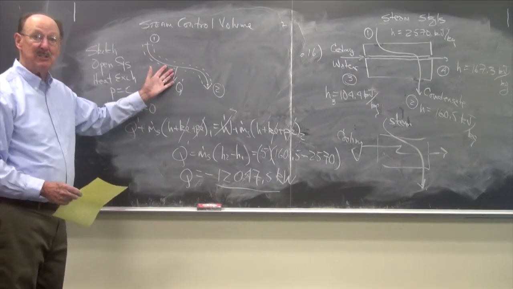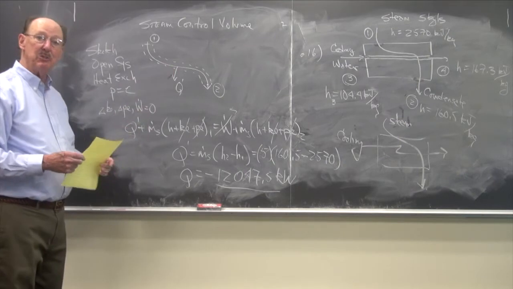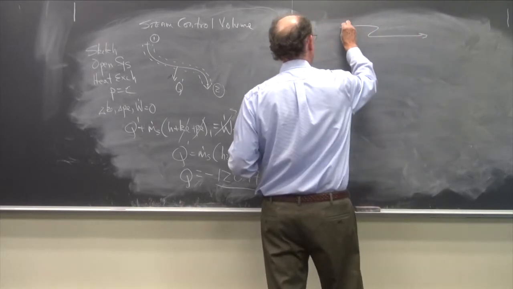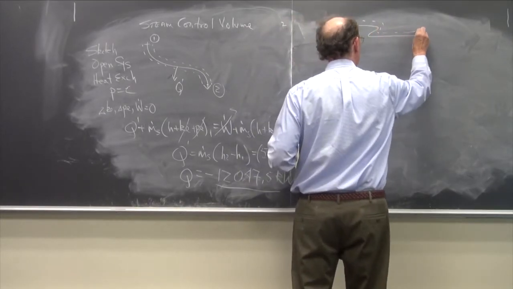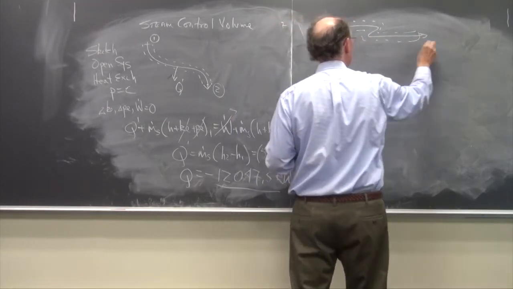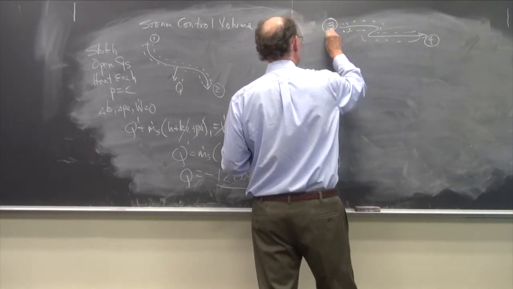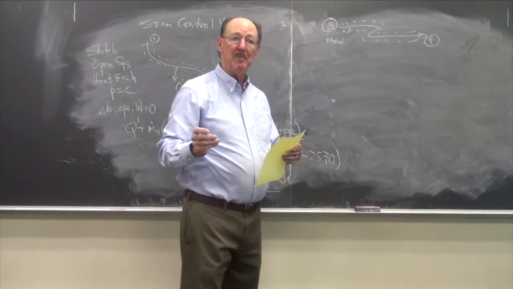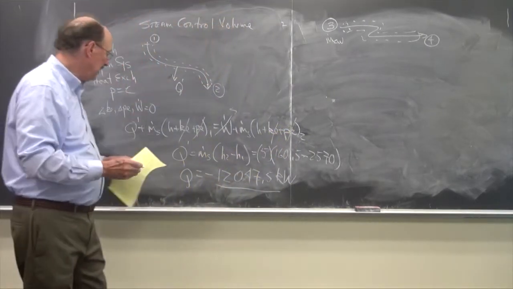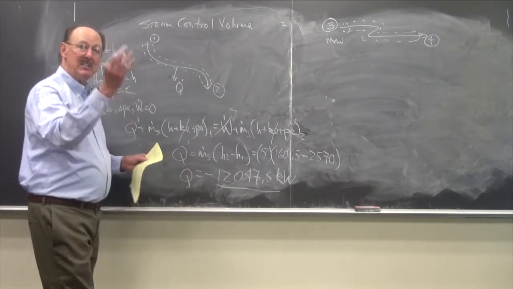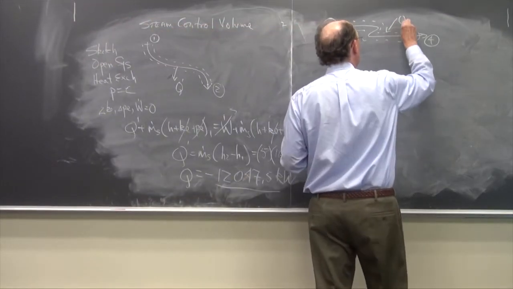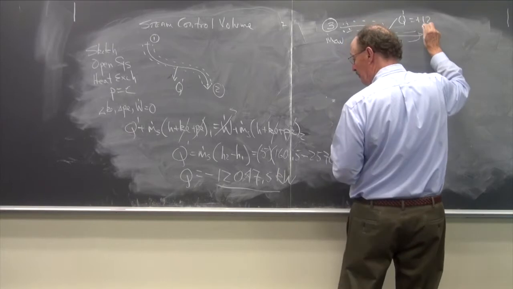Now where is it going? It's going into the cooling water. So now let's look at this from the cooling water perspective. I have the control volume around the cooling water, going in at 3 and leaving at 4. We don't know the mass flow rate of the cooling water. That's one of the things we need to find. But we do know the heat coming in. Now it's heat going in, so it's plus 12047.5.